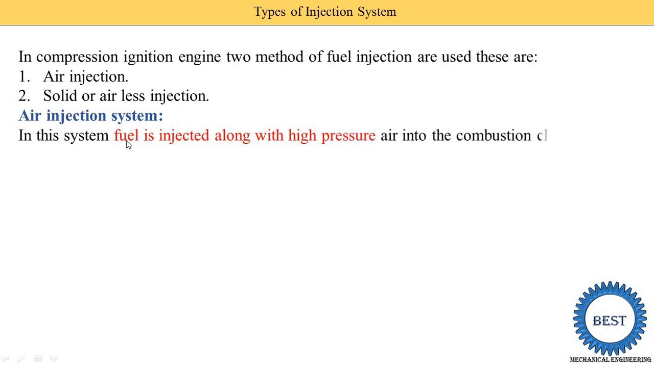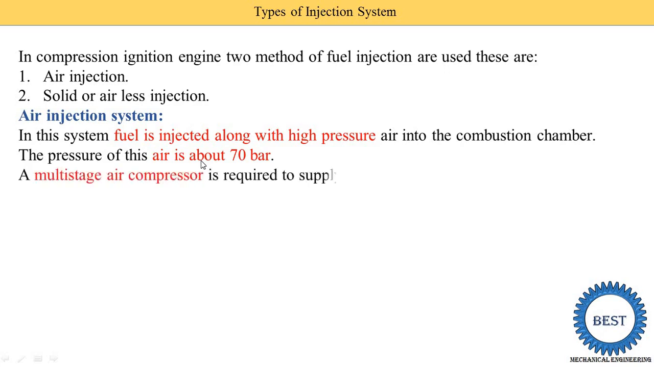In this system, fuel is injected. Which is our fuel? Our fuel is diesel. Diesel is injected along with high pressure air into a combustion chamber. So in a combustion chamber, we are not only spraying the diesel, we are injecting the fuel, that is the diesel, as well as the high pressure air. The pressure of the air is about 70 bar. And what is the pressure of the diesel? It depends on the pressure of the air after the compression that is present inside the cylinder.